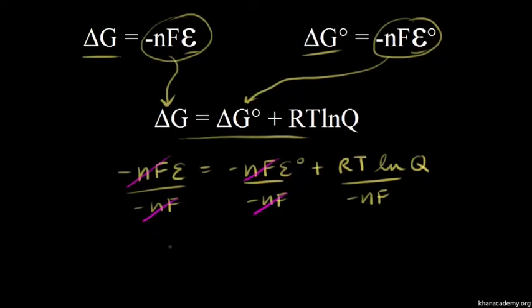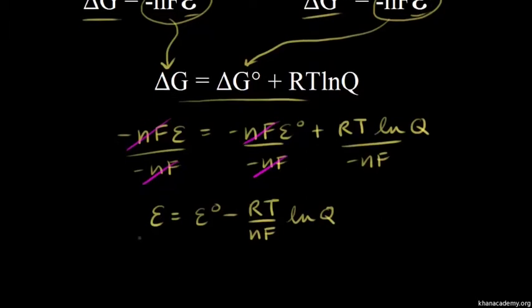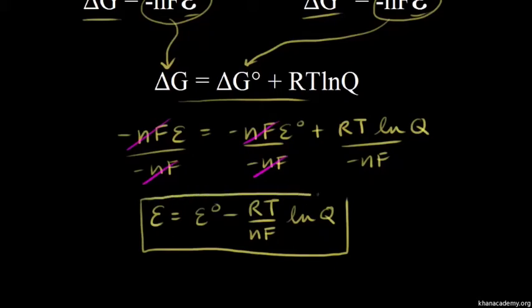So let me go ahead and write it. The cell potential E is equal to the standard cell potential E0 minus RT over NF times the natural log of Q, where Q is the reaction quotient. So this is the Nernst equation. We'll talk about why the Nernst equation is so important. We'll talk more about that at the end of the video.